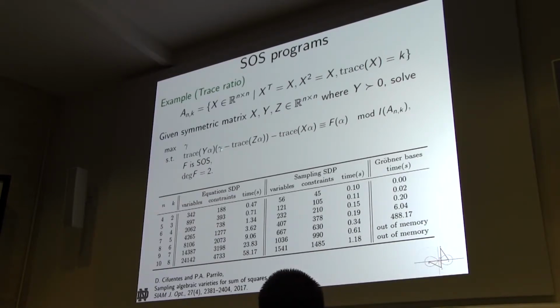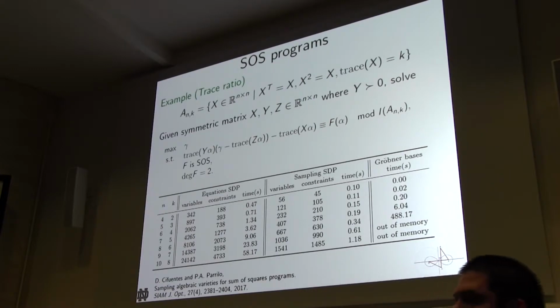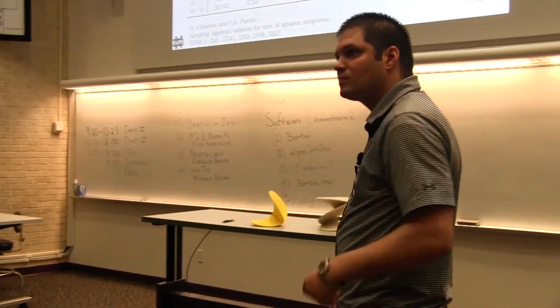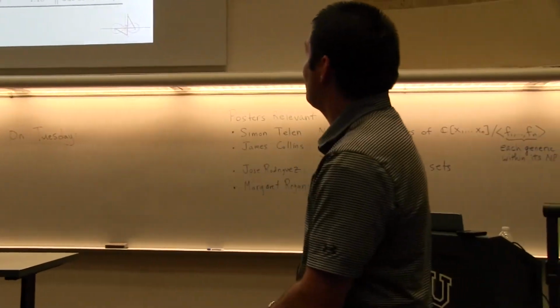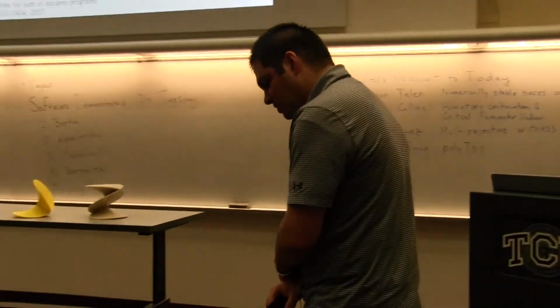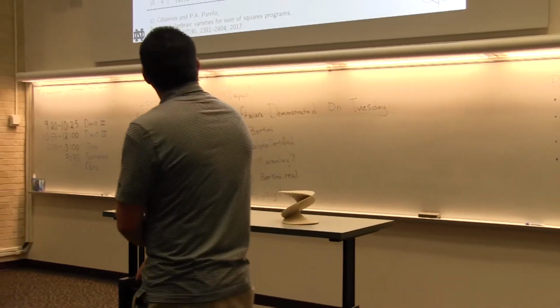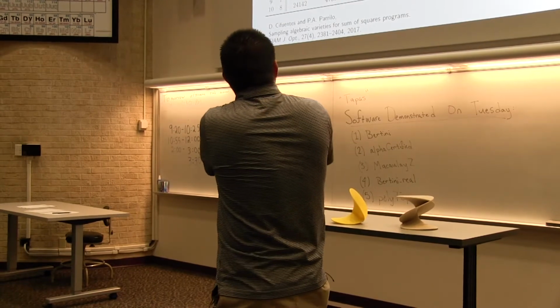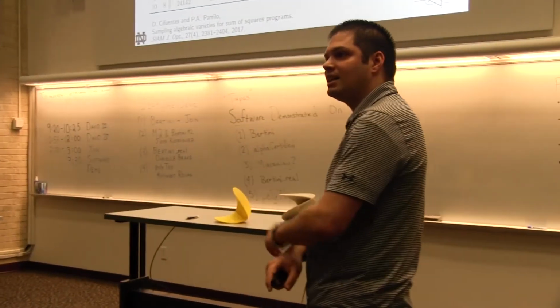And what you want is you want to look at this trace ratio, and you want to know how large can I make gamma such that this function can still be certifiably non-negative on this set. Okay, so x, y, and z are given matrices that they selected. So they wanted to know how big can gamma be such that this polynomial is certifiably non-negative.